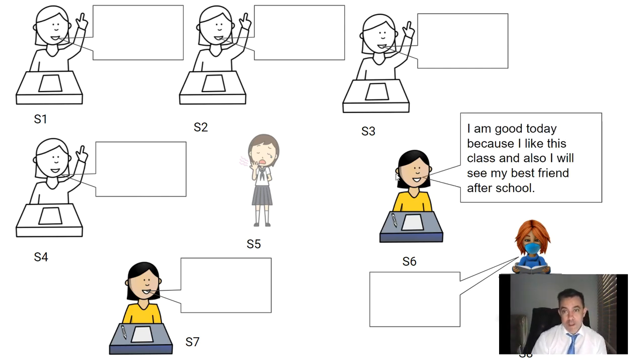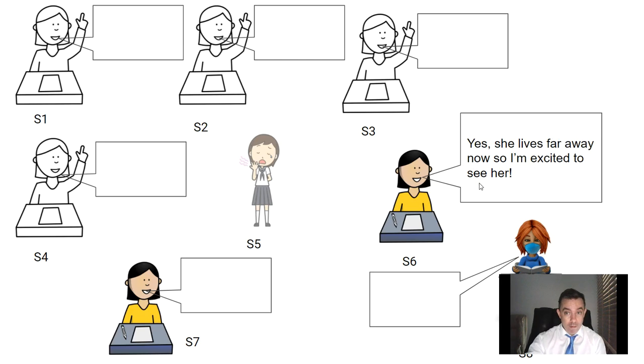I am good today because I like this class, and also I'll see my best friend after school. Whoa, that's awesome. I haven't seen my best friend in a very long time. You must really like your best friend. You seem happy. Yeah, she lives far away now, so I'm excited to see her. That's great, S6. That's awesome. So you have something to look forward to. This is really cool. All right.